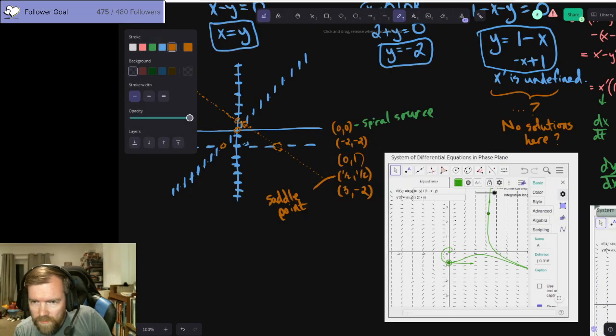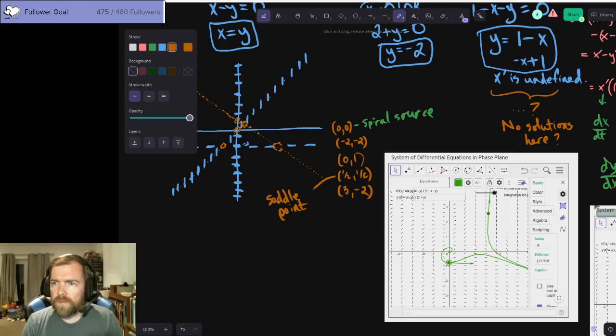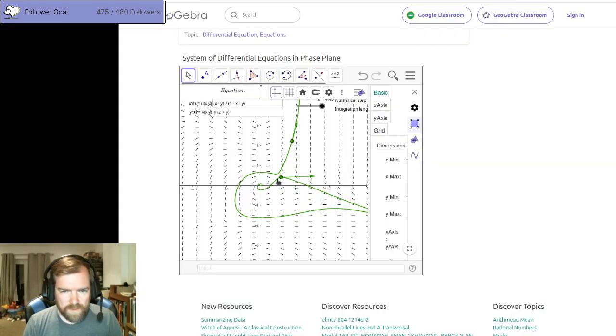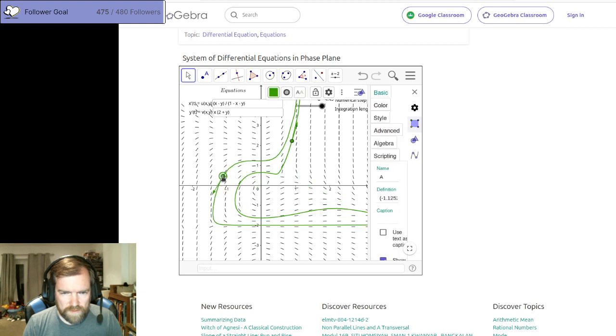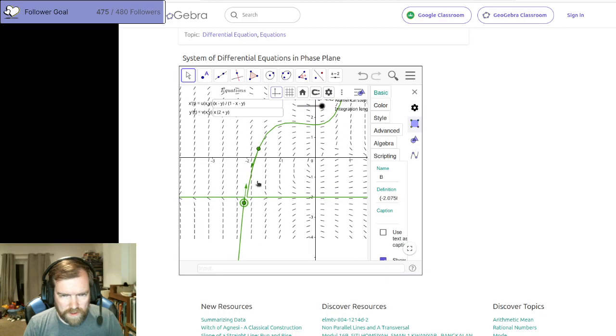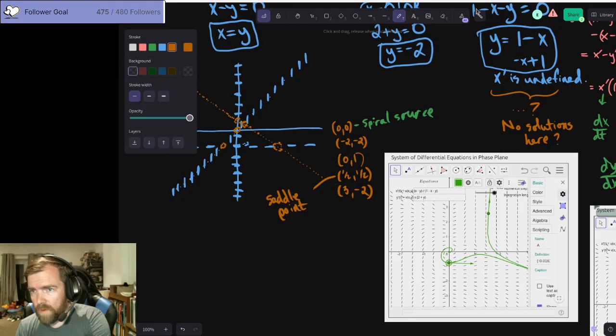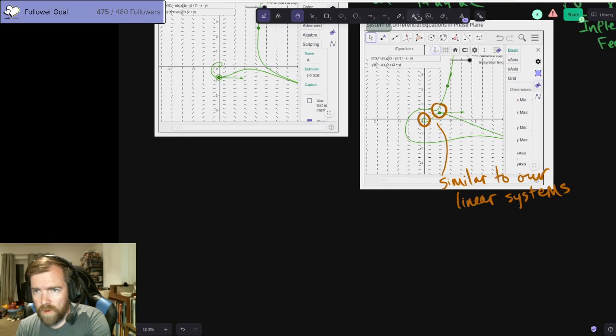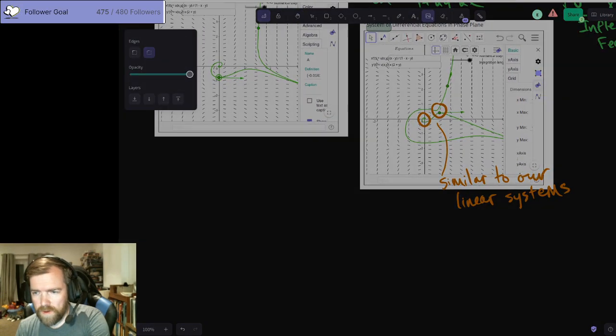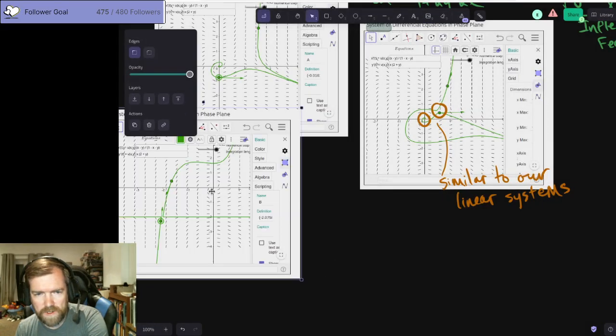One, two. Oh, that's way over there. I don't know what's going on at 2, 2. Yeah, so -2, -2. If I go like that, it's probably also saddle-like. Looks like a pinched saddle. Yep, you can see it better in this one.